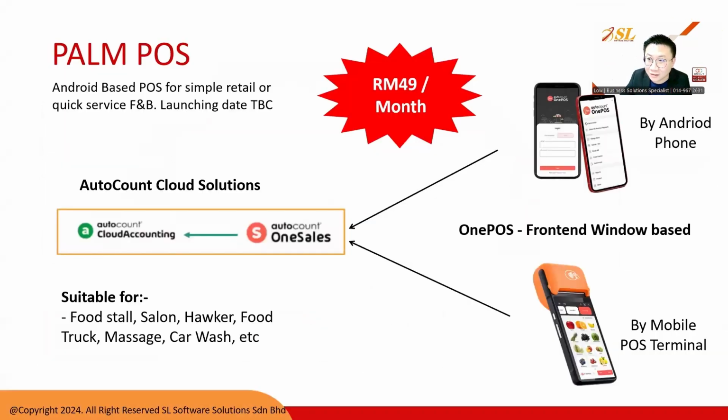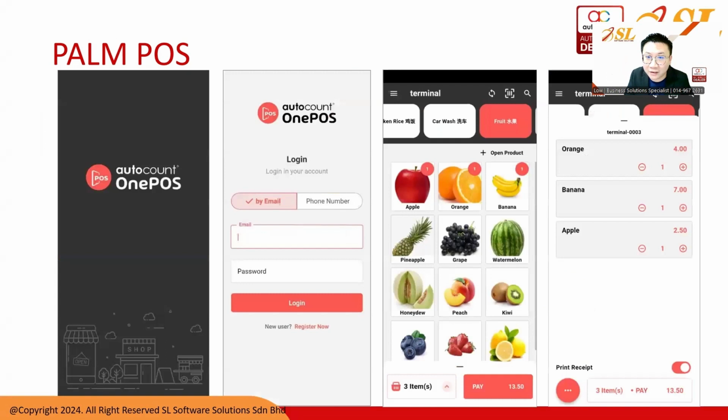The second method is the cash method, which we call Pumpos. Pumpos is a cash method, more suitable for food stores, salons, hawker centers, food trucks, all those cash basis businesses with a lot of transactions every day. It's only 49 ringgit per month. You can install it on your Android phone, and also on a mobile terminal. With these apps, the login is very easy, just using your phone.